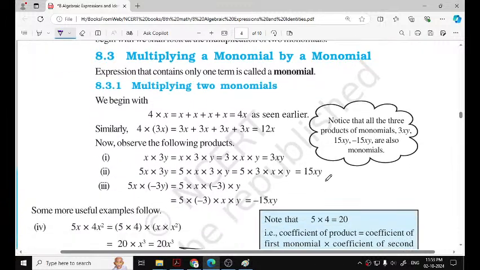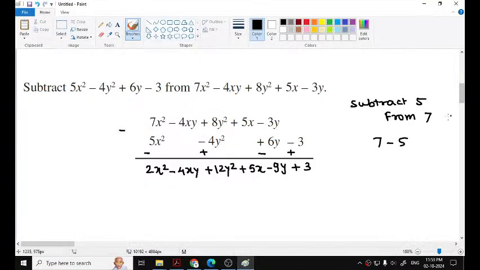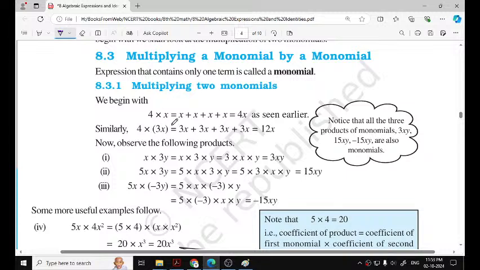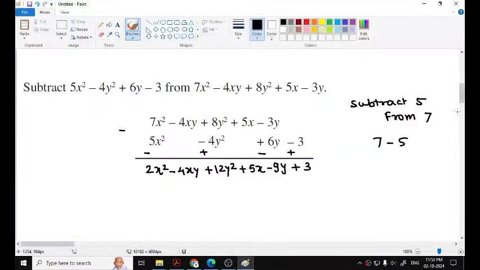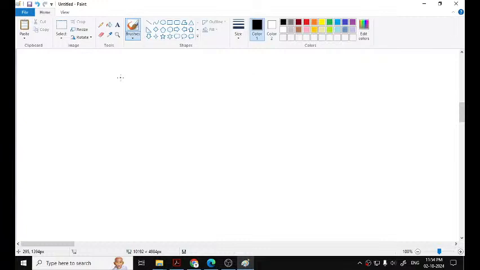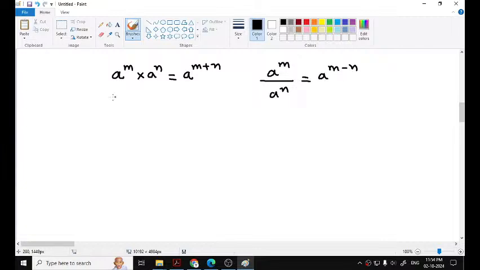Multiplying a monomial by a monomial. Before we start multiplying these monomials, we have to consider the product of variables and the product of constants. For that we have laws of exponents. a raised to m into a raised to n is equal to a raised to m plus n. Also a raised to m upon a raised to n is equal to a raised to m minus n. Now for multiplication we are going to consider this law. Where are we going to use this law?